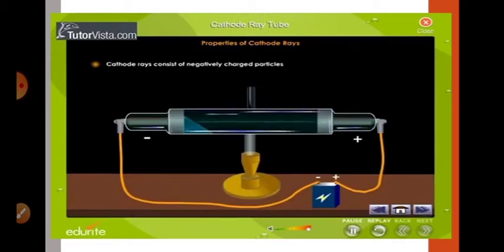The cathode rays consist of negatively charged particles, and you may see, students, that the rays can be deflected towards the positive plate, showing that they are charged particles. Cathode rays are deflected by the magnetic field. When the tube is exposed to the magnetic field, the rays curve, which proves that they are actually charged particles.